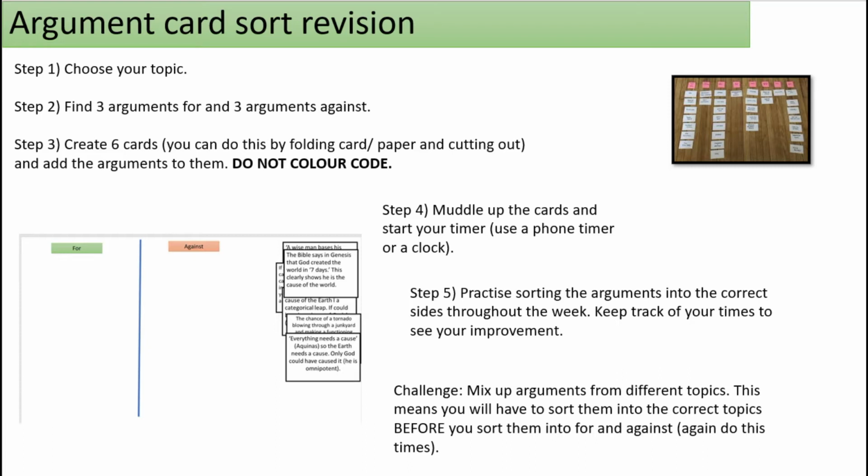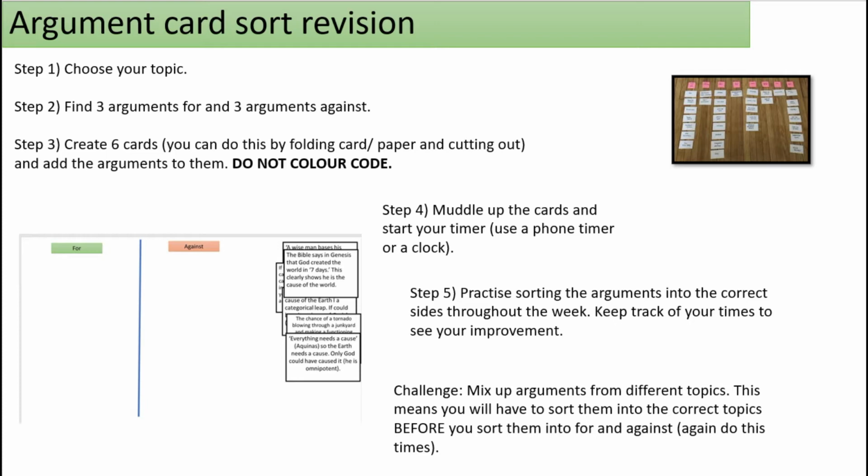It's really important to remember that you should not colour code for this activity, as it will undermine the task that you're going to do. The next step is that you should muddle up your cards and start your timer. Now, your timer could be a phone timer, a clock, or a watch.